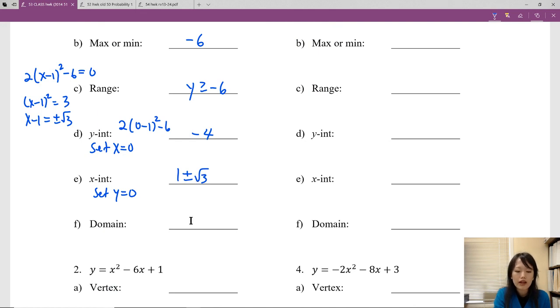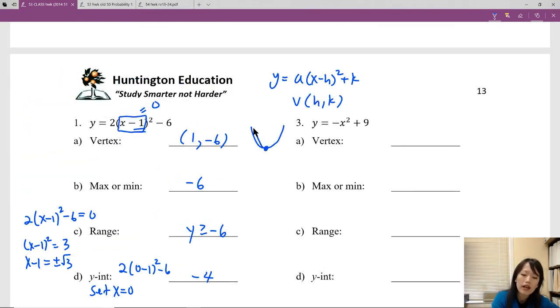Okay, the next one you have is domain. So what's my domain then? All real numbers, right? For parabolas facing up or down, every x value is possible. You can go to negative infinity and to positive infinity, all the way to the right, all the way to the left. But not all y values are possible. Only y values from negative 6 and above, right?